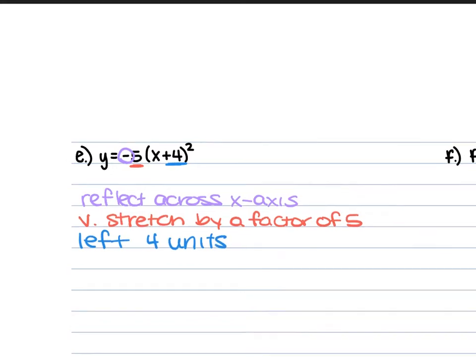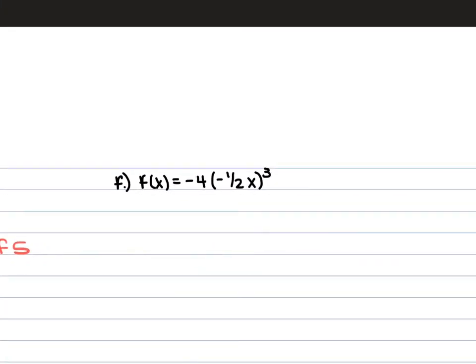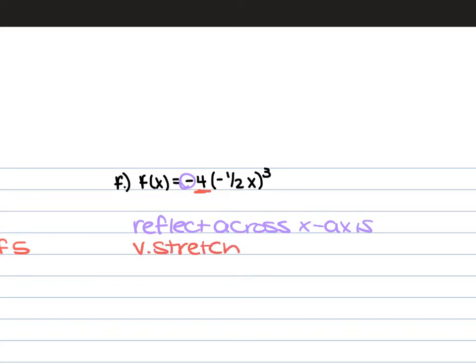For example F, we have f of x is equal to negative 4 times the negative 1/2 x cubed. So we have a reflection first across which axis? If it's going up or down, it's the x-axis, so reflect across the x-axis. Then that 4 is a vertical stretch by a factor of 4.